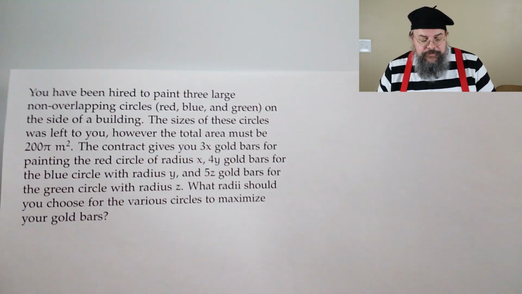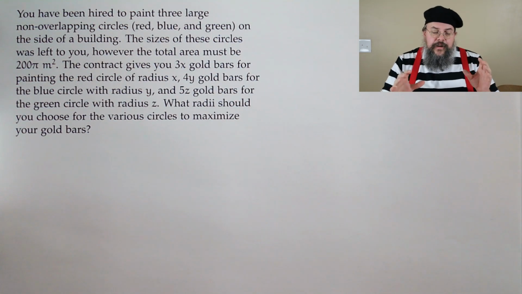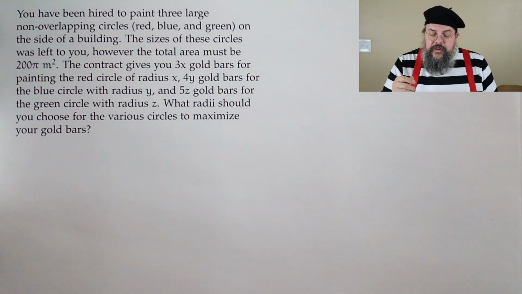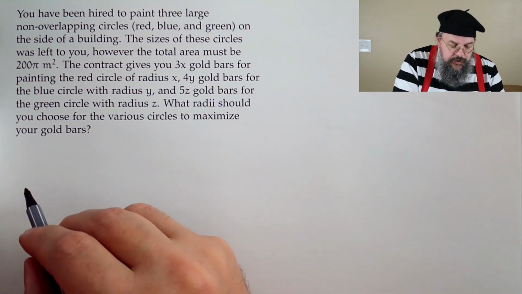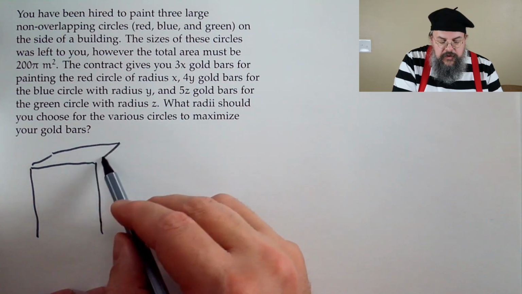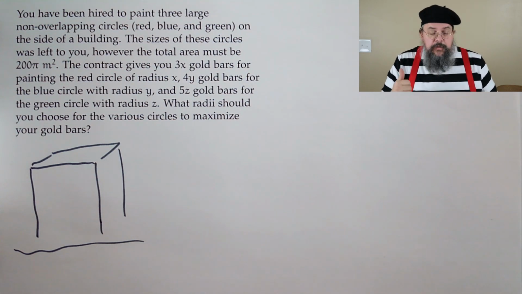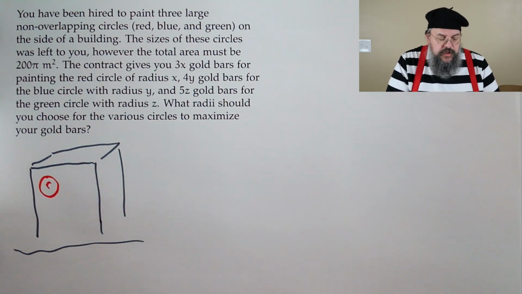Great. Well, let's do more problems. Always more problems. Okay, our next problem. You have been hired to paint 3 large, non-overlapping circles, red, blue, and green, on the side of a building. Now, the sizes of these circles were left to you. Oh, we get to choose. So we should draw ourselves a picture, and of course, it doesn't have to be a great picture. So here's our building, and we're going to paint 3 circles: a red one, a blue one, and a green one.